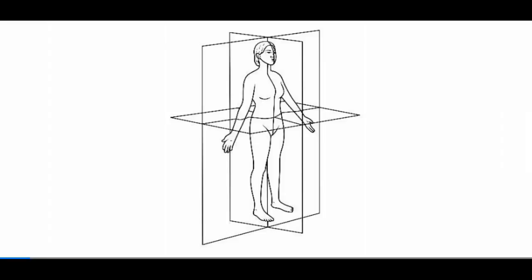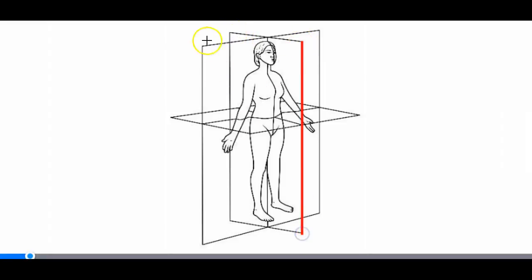Sagittal, which divides the body into right and left portions. If you bow to greet someone, then you would be completing this movement in the sagittal plane.